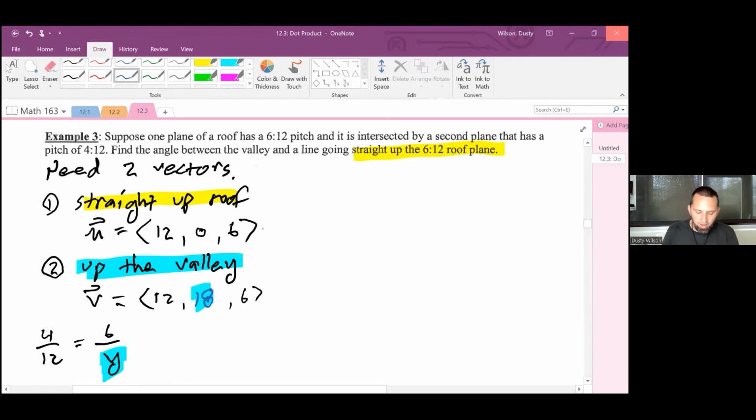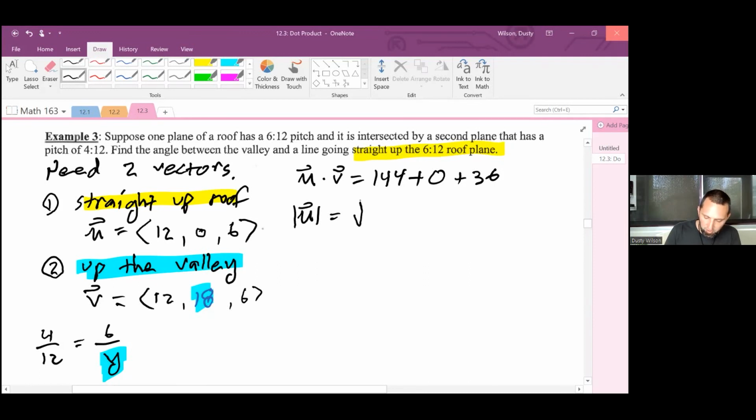If I want to find the angle between them, I can use the formula that we used before. So we need to find U dot V. That's going to be 12 times 12 or 144, plus 0 times 18 is 0, plus 6 times 6 is 36. We need the magnitude of U, which would be the square root of 144 plus 0 plus 36.